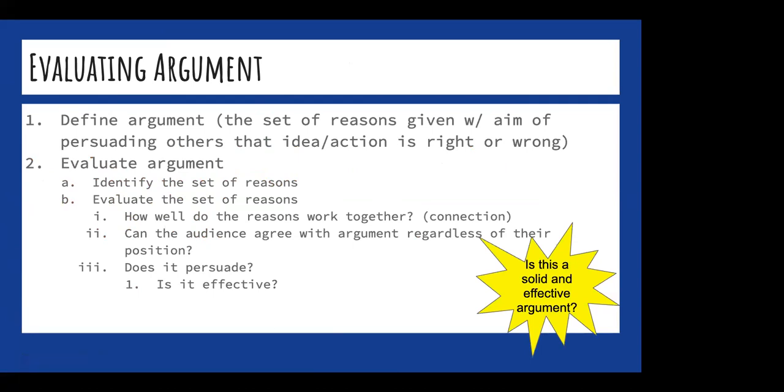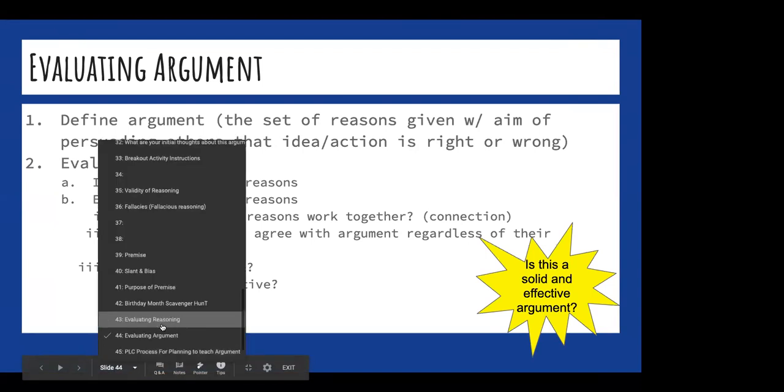So going back, thinking through the whole argument, the whole set of reasons given with the aim of persuading others. So we're looking at the whole thing. Here's where you ask yourself, is this a strong argument? We've spent a lot of time looking at the reasons, we've evaluated the reasons, we've looked at how well they work together. Can our audience agree or disagree? And last but not least, does it actually persuade us? So based on everything we've looked at, the fallacies that are there, the hidden premises that are there, is this a strong argument? What do you guys think?